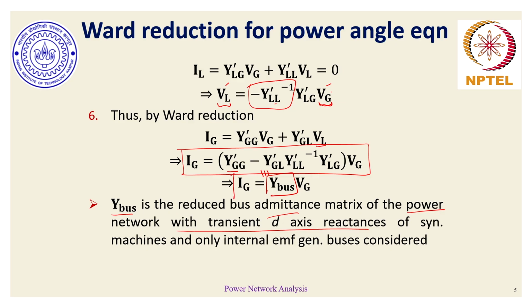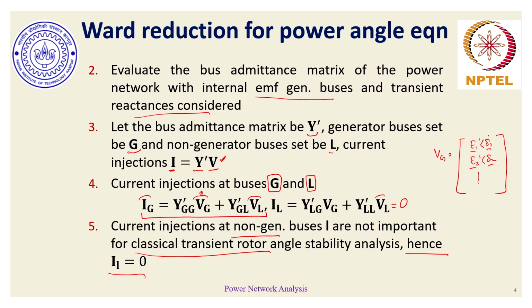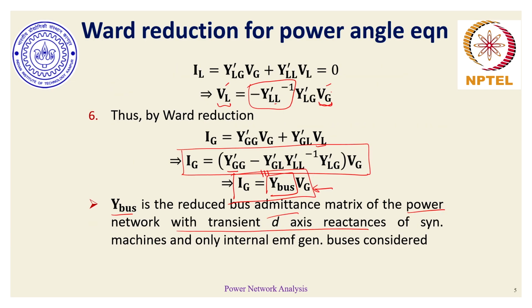So if we reduce our network to the generator internal EMFs, we can directly get an estimate of these load angles which I was talking about, in terms of delta 1 and delta 2, without solving power flow equations explicitly, obviously based on the assumption that network dynamics and load dynamics are completely absent.